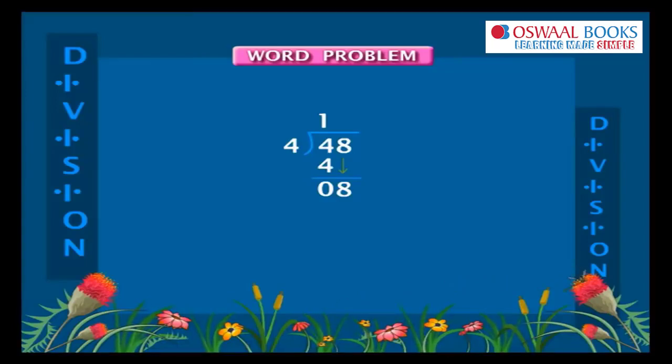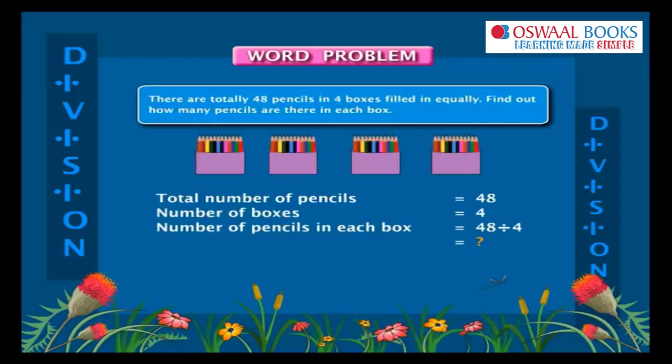So, write 2 in the quotient to the right of 1 and write 8 below 8 and subtract. 8 minus 8 is equal to 0. The remainder is 0 and the quotient is 12. Thus, 48 divided by 4 is 12. So, there are 12 pencils in each box.